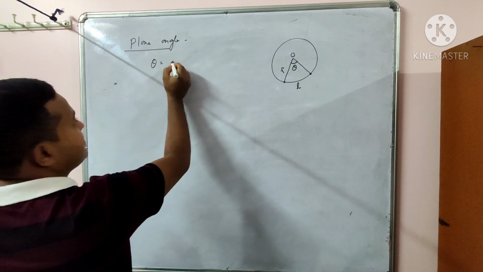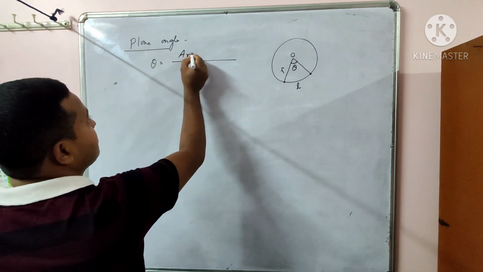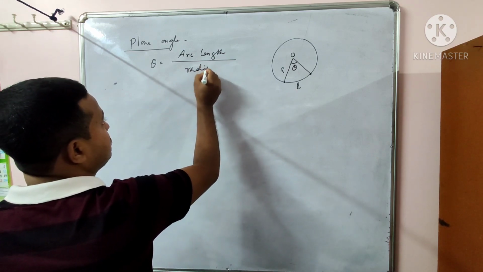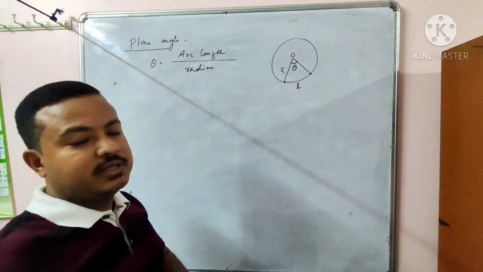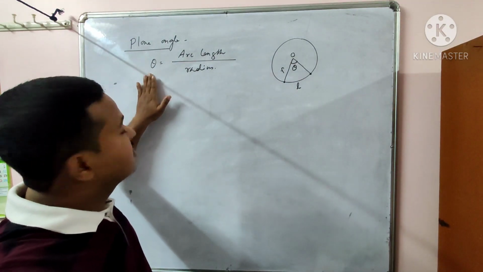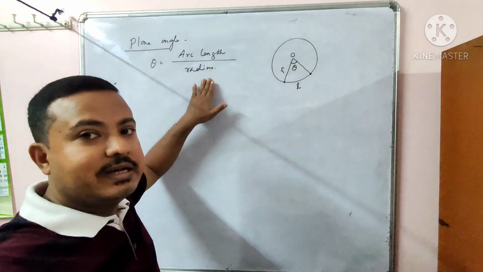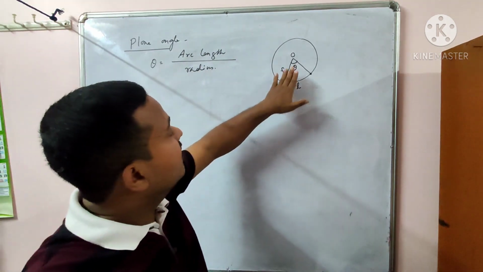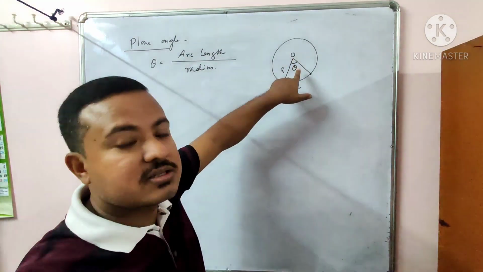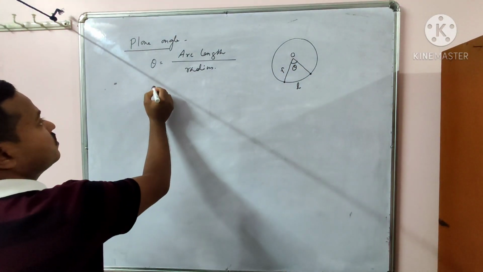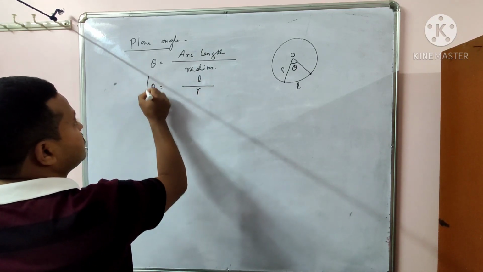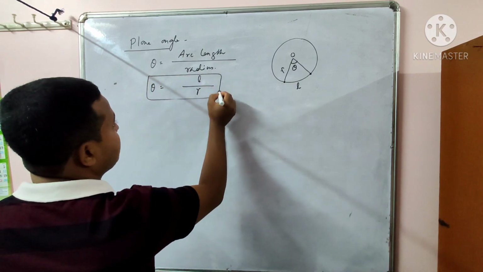Mathematically it is defined as the ratio of arc length by radius. So just remember it. From the numerical point of view, just remember this formula: plane angle is equal to arc length divided by radius. And what is the concept of plane angle? It is the angle made by an arc of the circle at the center. That angle is called the plane angle. You can write simply arc length L by radius R, so theta is L by R.